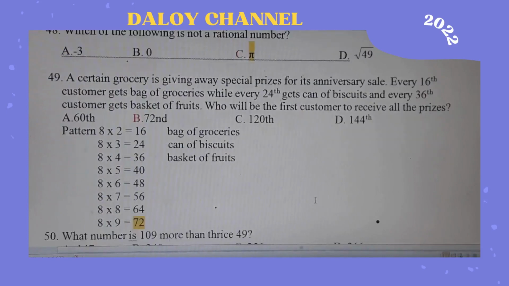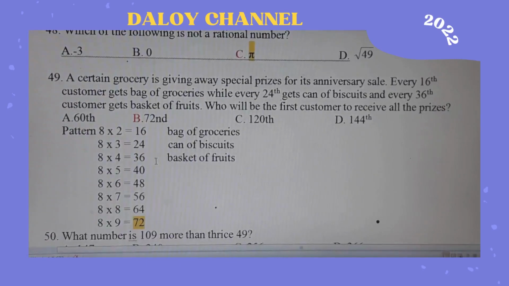Now, I think this problem implies a certain pattern, and I use a multiplication of numbers by 8. We notice that when we multiply 8 by 2, it is exactly equal to 16, and it is the one who received the bag of groceries, followed by the factors of 8 times 3, which is equivalent to 24, who received a can of biscuits. The next is 8 times 4, which is equivalent to 36, who gets a basket of fruits.